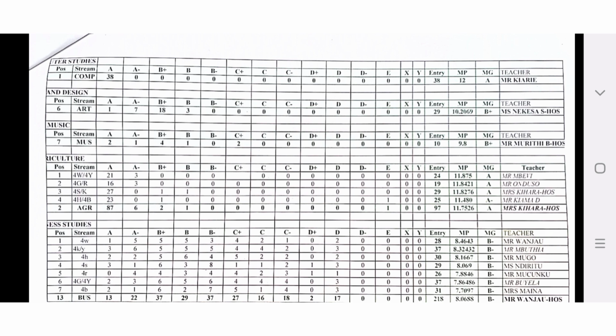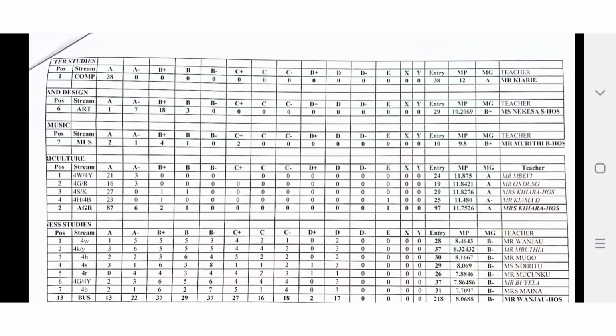In computer studies, 38 students sat for the exam and all of them had an A. So we had a mean grade of 12. By the way, we've always had a mean grade of 12 in computer studies. Since back then, it's always been that way. When it comes to art and design, 29 students sat for the exam. We had 1 A, 7 A minus, 18 B plus, 3 B, there was no B minus, no C plus, and the last grade was at B with a mean of 10.2069.